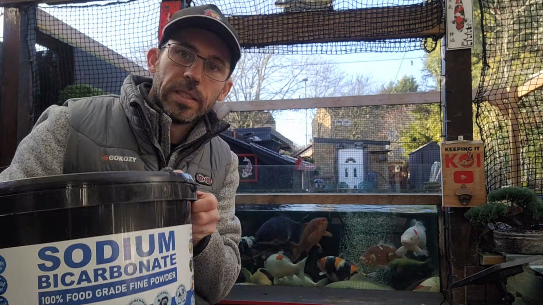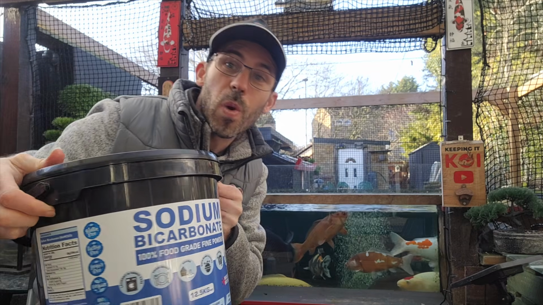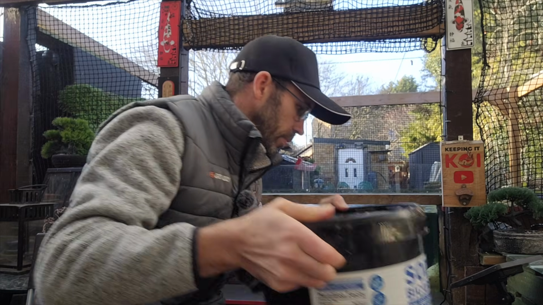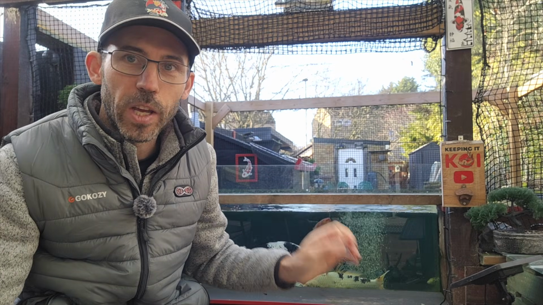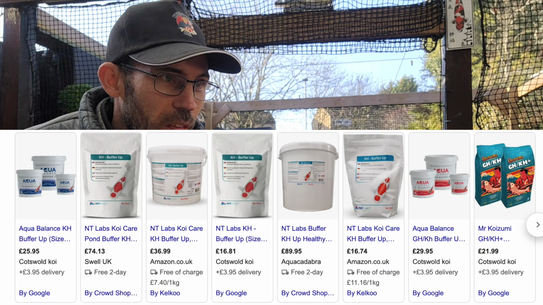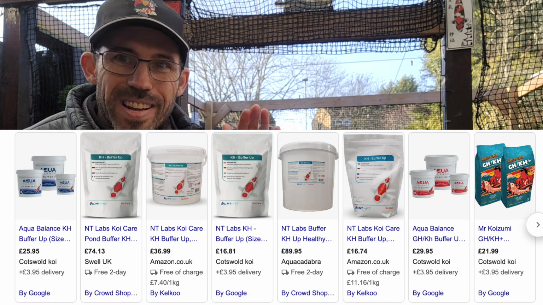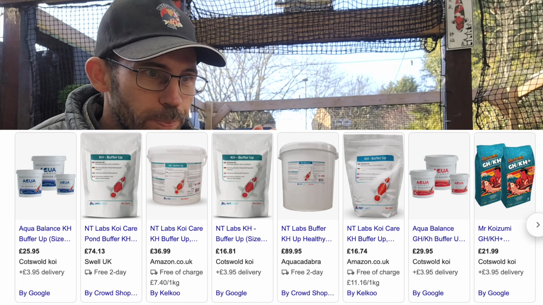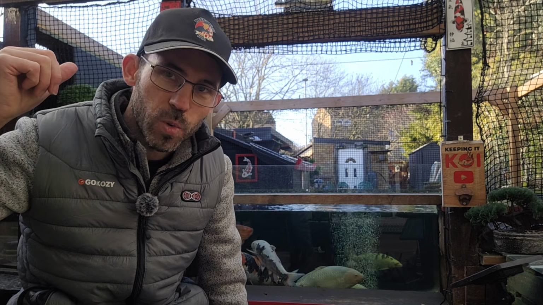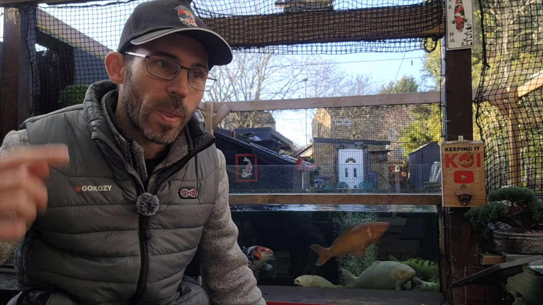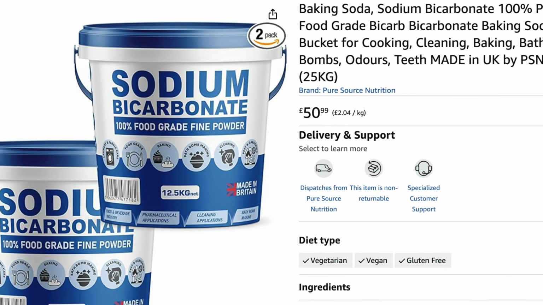Now this is a very heavy bucket, and it is 12.5 kilos. Now the KH buffers and pH buffers that you can get in koi shops, I don't know how much they are, to be honest, but I think the last time I bought one it was about $18.99 for 1 kilo, I think. Don't quote me on that, but around there. Now I've just got 12.5 kilo here, and I've also got an identical 12.5 kilo bucket in the filter house. 25 kilos just cost me 50 quid.